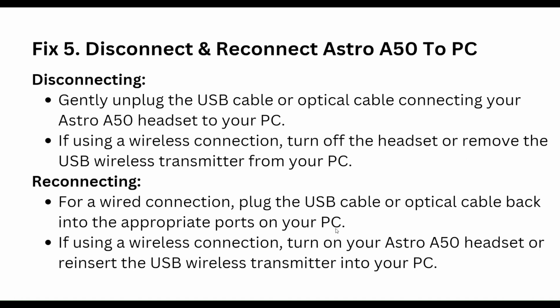Okay. So guys, our fifth step is disconnect and reconnect Astro A50 on your PC. Disconnecting. Gently unplug the USB cable or optical cable connecting the Astro A50 headset to your PC. If using a wireless connection, turn off the headset or remove the USB wireless transmitter from your PC. Reconnecting. For a wired connection, plug the USB cable or optical cable back into the appropriate port on your PC. If using a wireless connection, turn on your Astro A50 headset or reinsert the USB wireless transmitter into your PC.